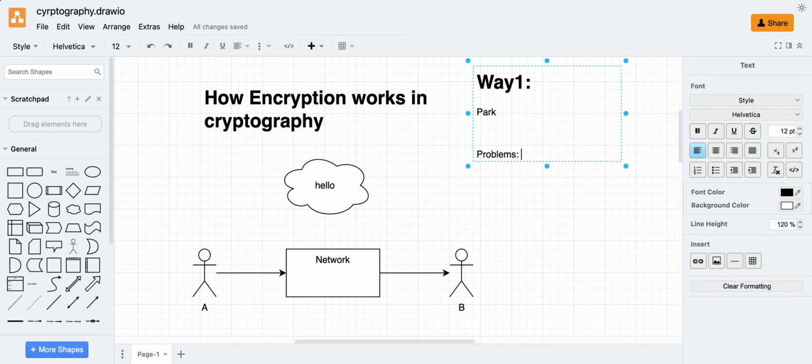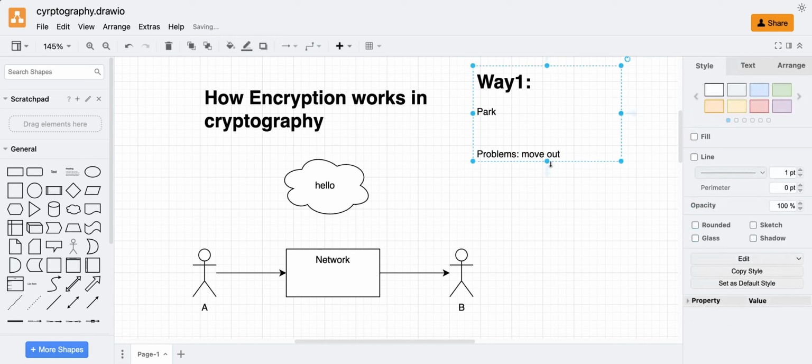Problems are that both A and B have to move out of their houses, and then they have to select a place in such a way that this place is not crowded with anyone else at that time. So this is one way. I'm saying there could be a better way. What is that better way here? Let's just discuss that.